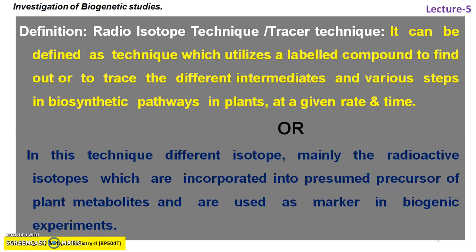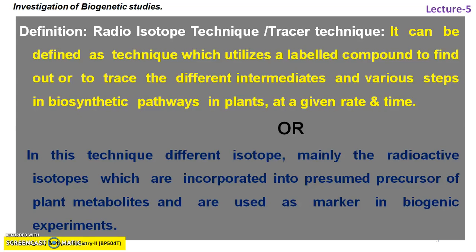Definition: the radioisotope technique or tracer technique can be defined as the technique which utilizes a labeled compound to find out or to trace the different intermediates and various steps in biosynthetic pathways in plants at a given rate and time. It means we need to utilize a radioactive isotope labeled compound to trace the different intermediates or the biosynthetic pathways being synthesized in the plant cells.